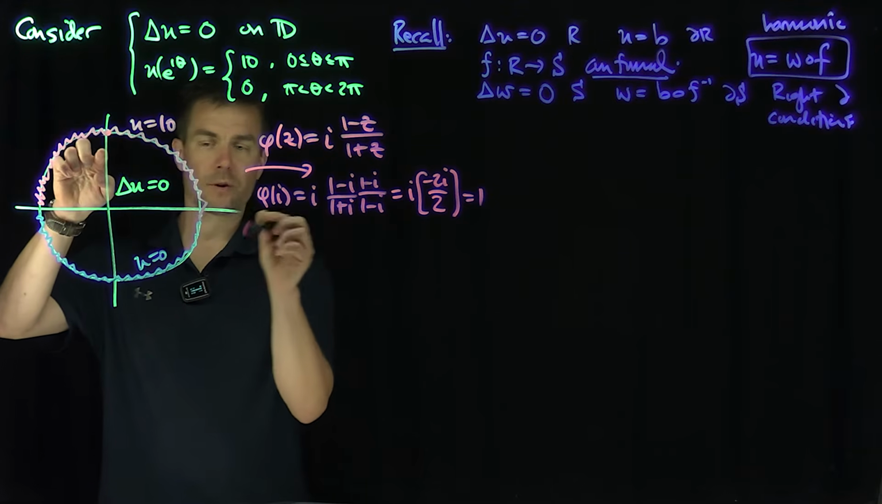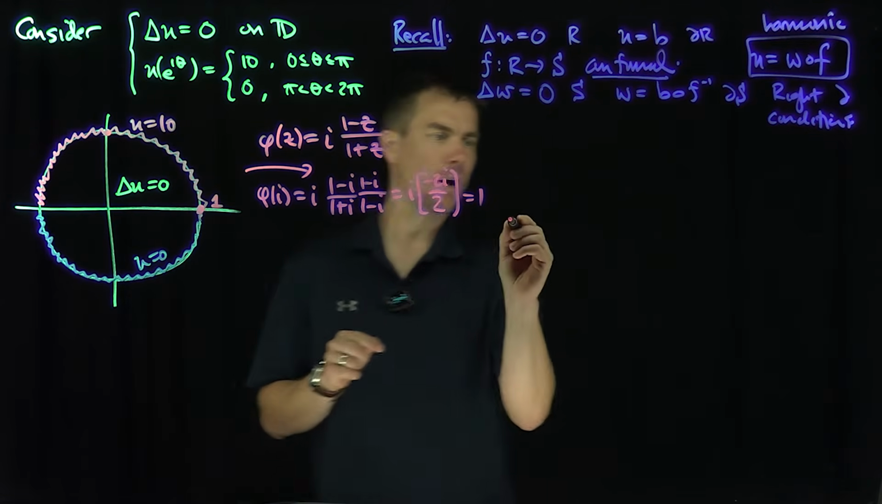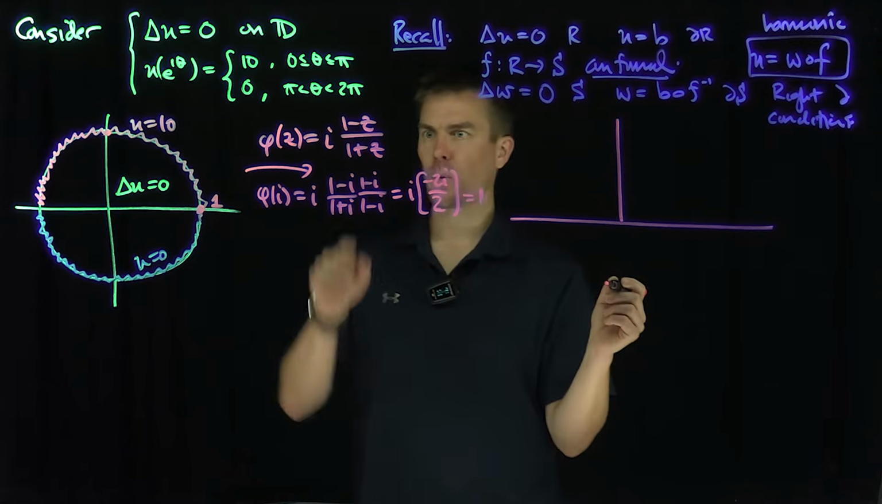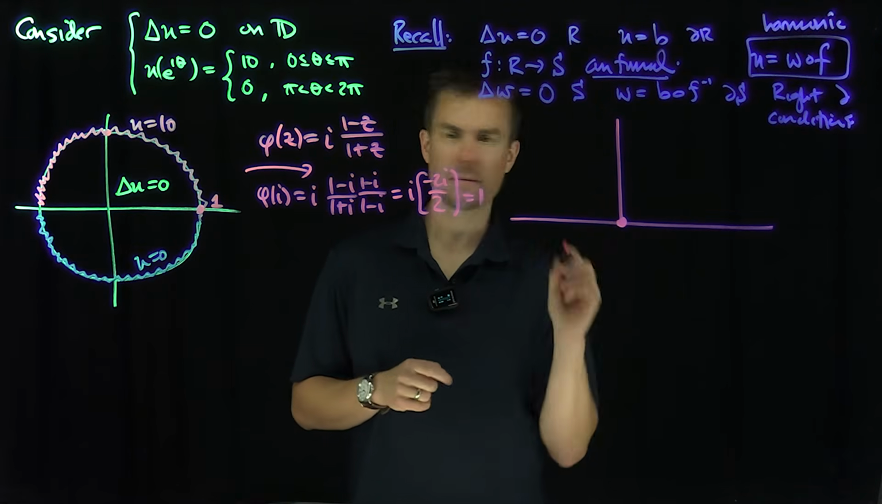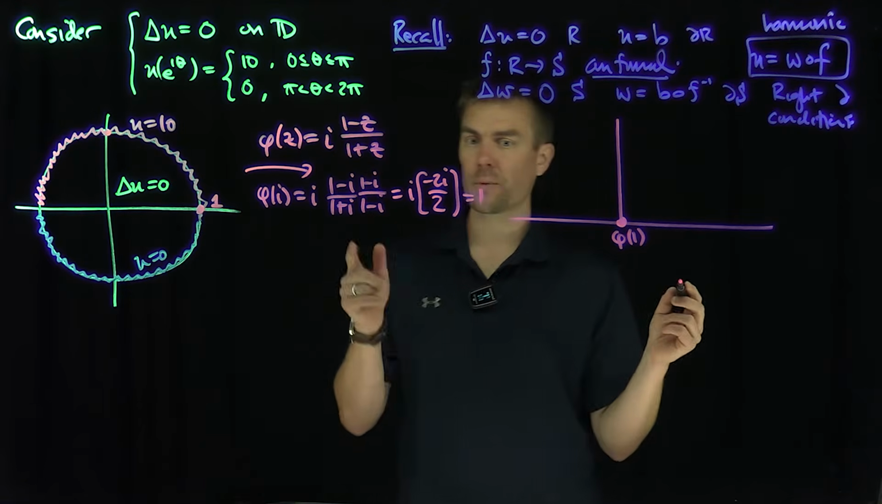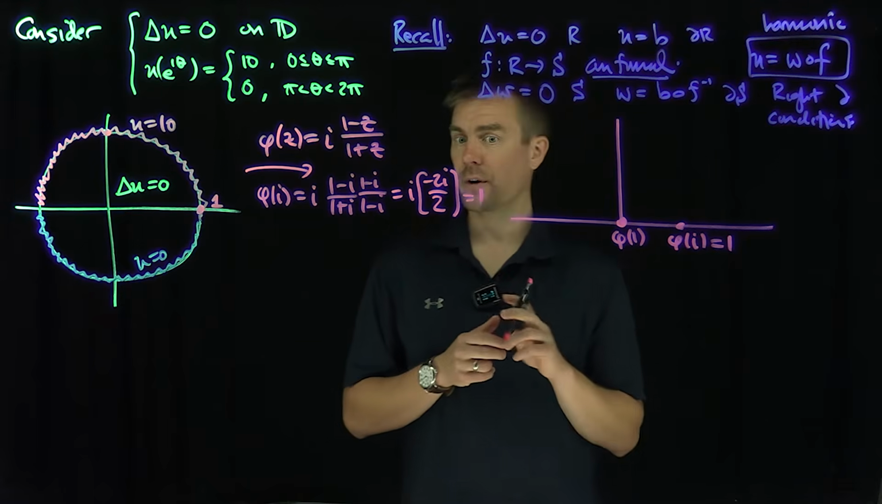So what am I doing? We have a couple of different points. When I plug in z equals 1, it gets mapped to 0, right? That's phi of 1. When I plug in i, phi of i gets mapped over here to 1.